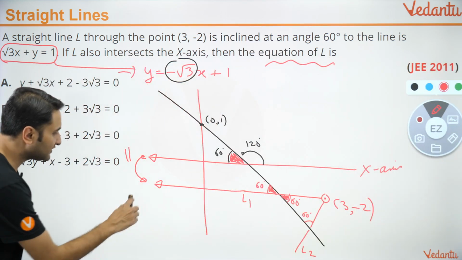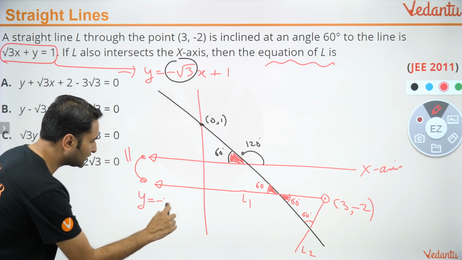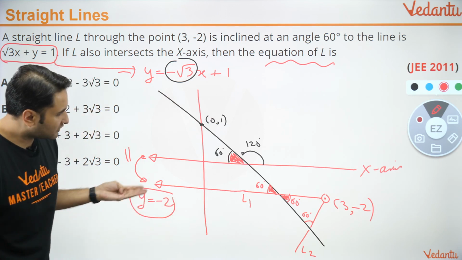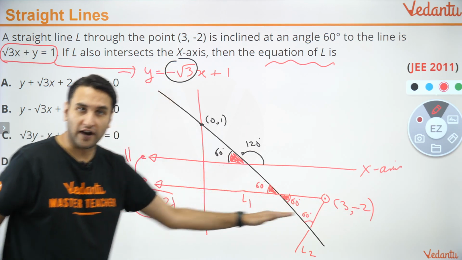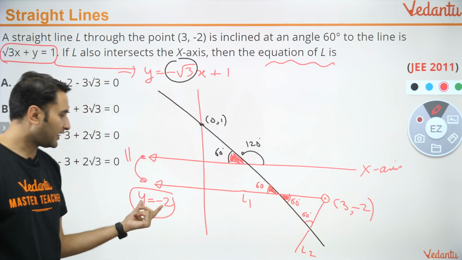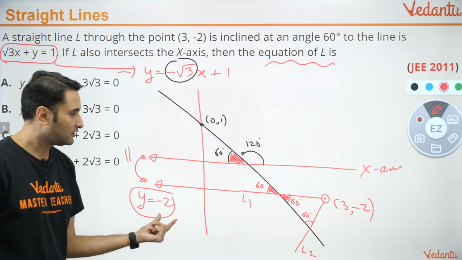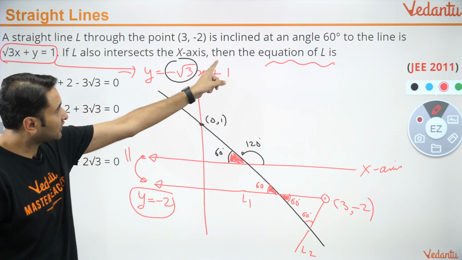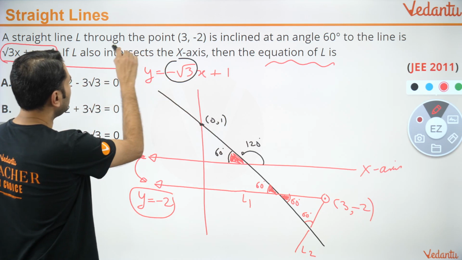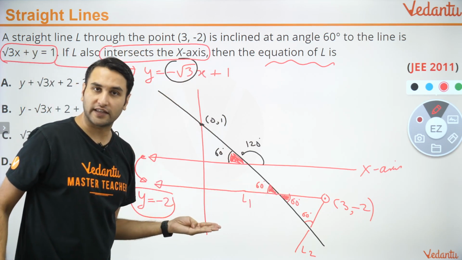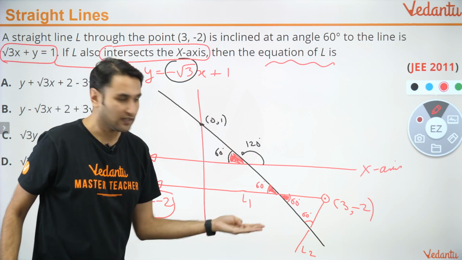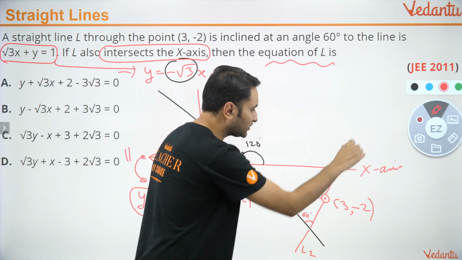इसकी equation तो पक्के से क्या हो गई? This equation is y is equal to -2. A line which is horizontal, which passes through 3, -2. The y remains same. तो बच्चों इसका y कितना हो गया? -2 हो गया, right? So, but I want the line which intersects the x-axis. So this line will not intersect the x-axis because it is parallel to x-axis. So this is the line which I want.